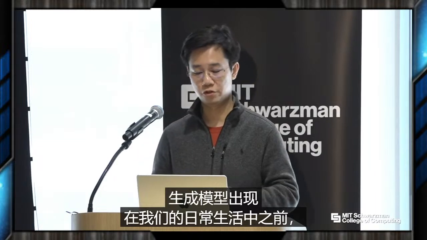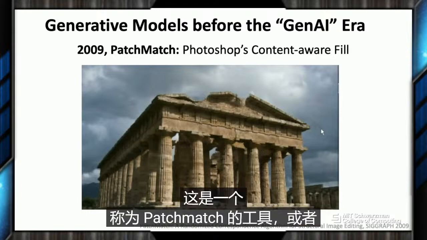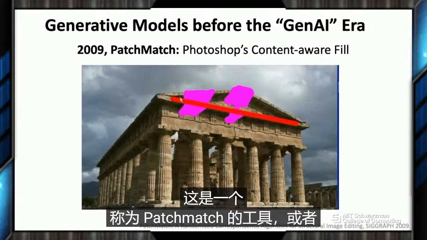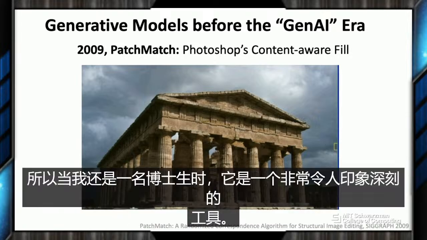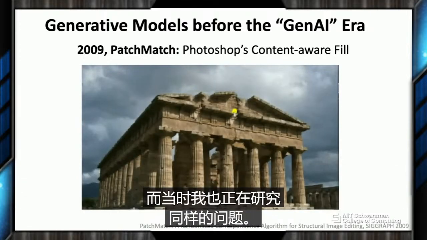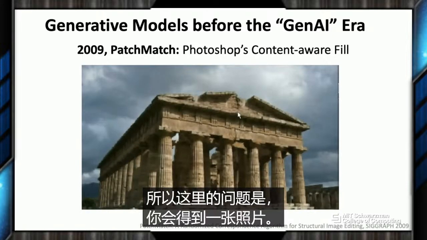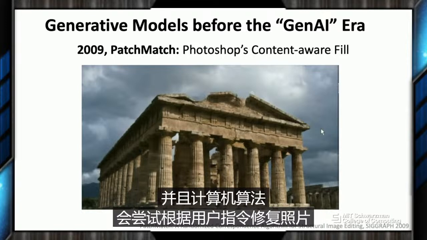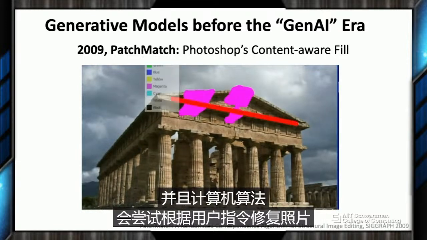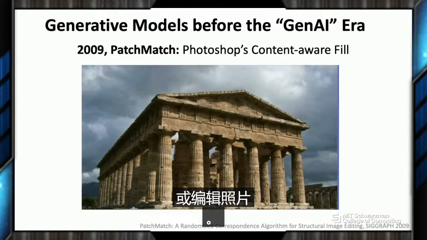Actually, before the recent emergence of generative models in our daily life, generative models have been used or developed for decades. This is a tool called PatchMatch, or content-aware fill in the software Photoshop. It was a very impressive tool when I was a PhD student, and at that time I worked exactly on the same problem. The problem here is that you will be given a photo and the user can specify some area or some structures in the photo, and the computer algorithm is trying to fix or edit the photo based on the user instructions.